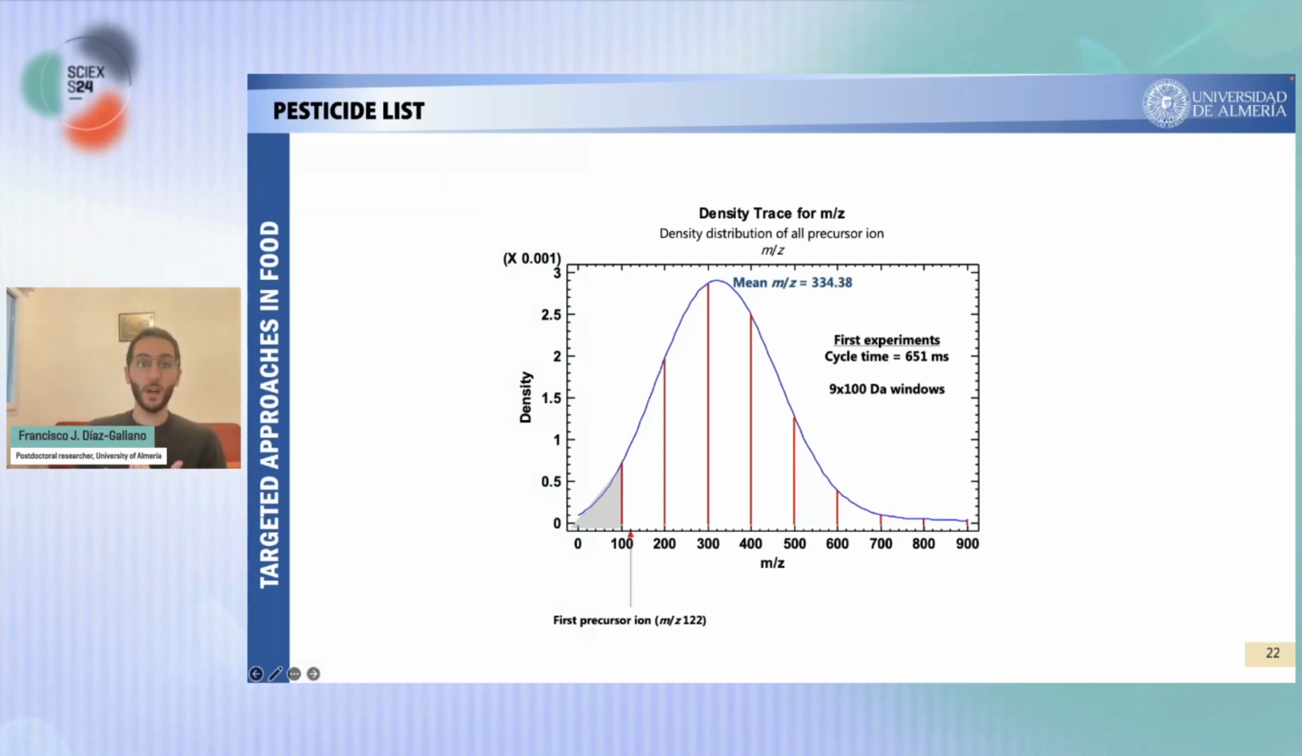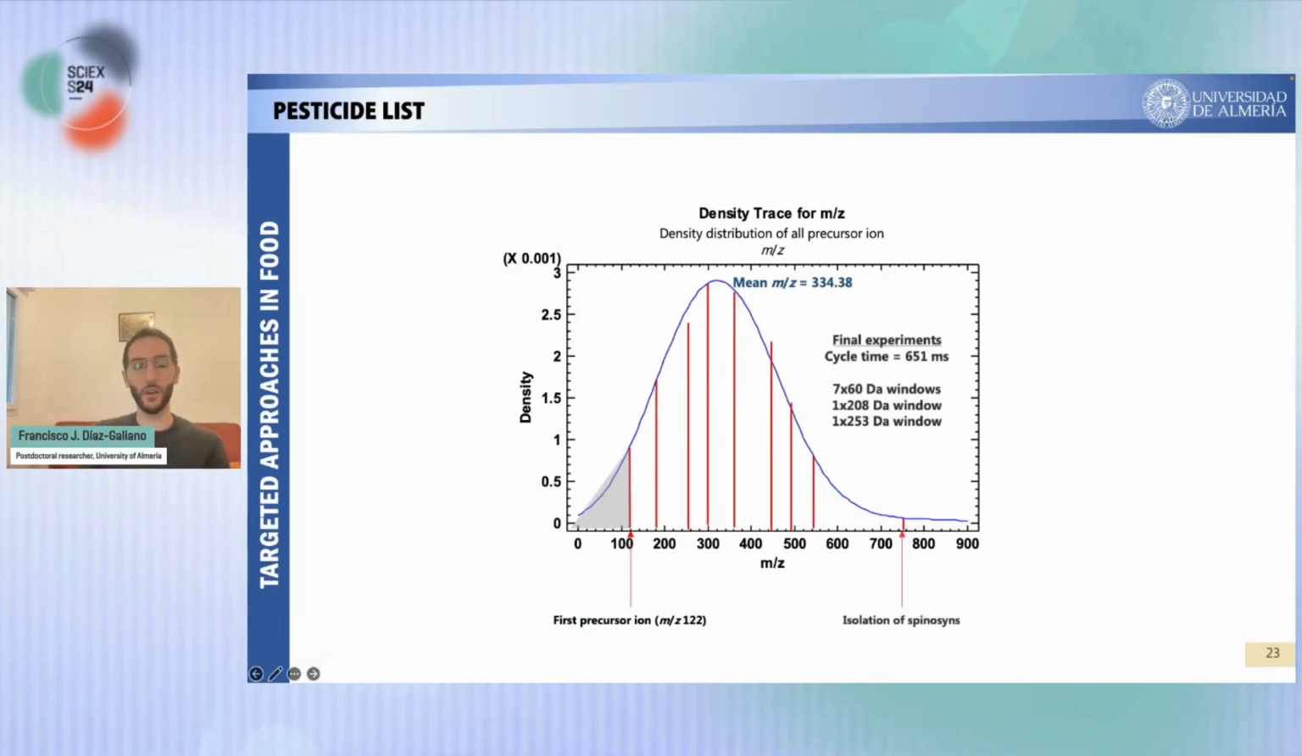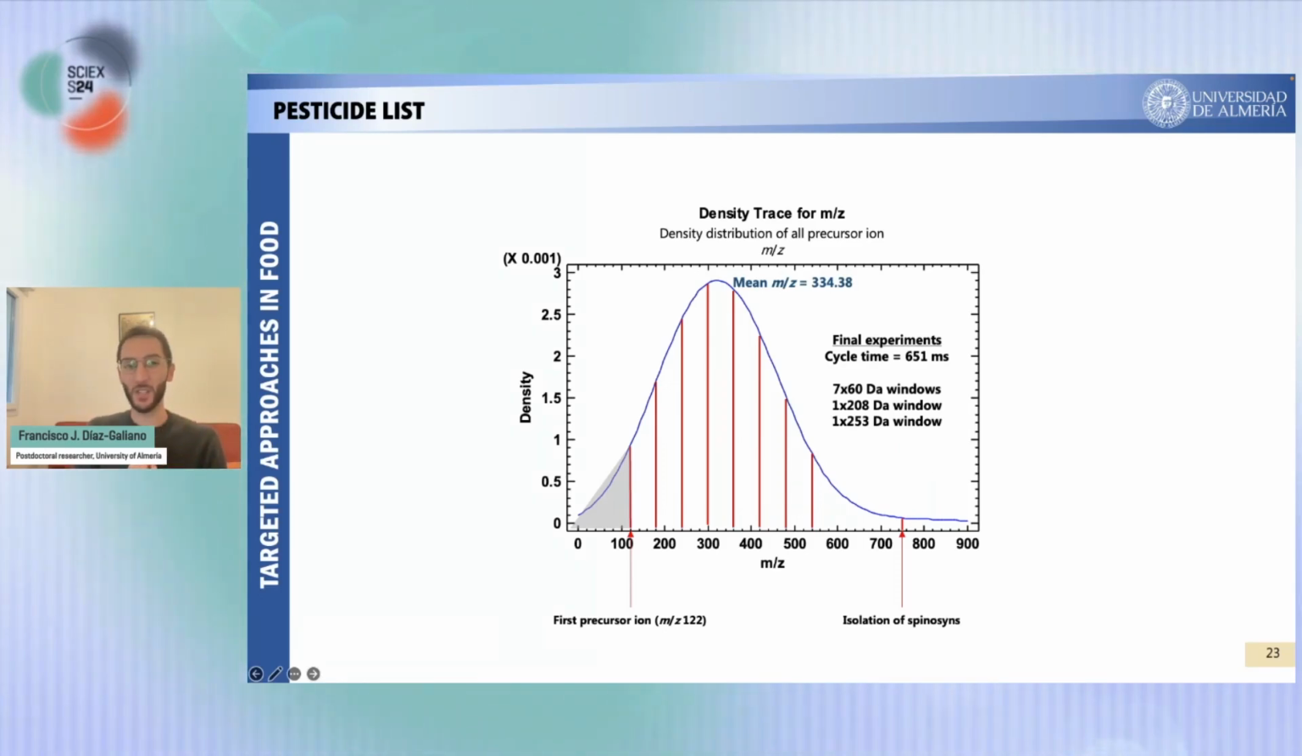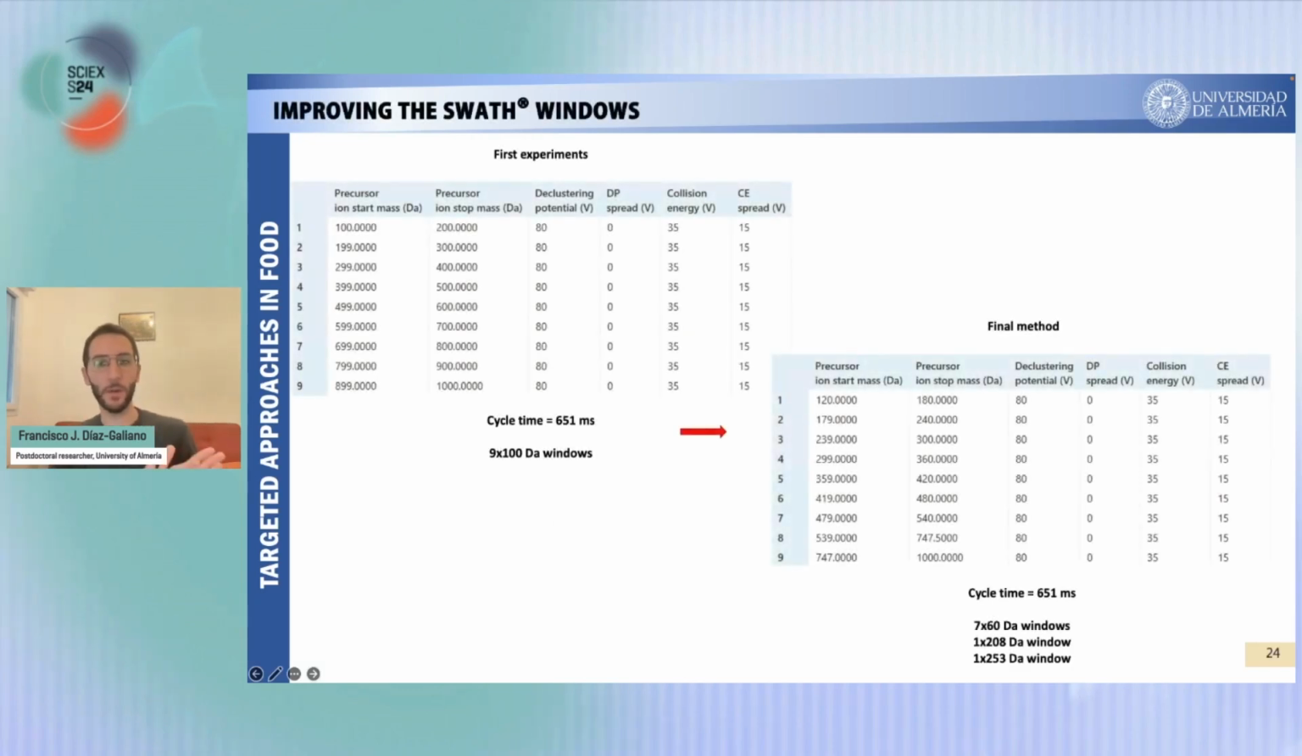This would result in lowering the instrumental LOQs and thus a better method performance. We began, as I mentioned before, with fixed 100 Dalton windows, and then we moved to these variable windows. The total cycle time, which was very good, 650 milliseconds, remained unchanged because what we were doing was just moving and reducing by 40% the width of the SWATH windows where we could find the greatest number of precursor ions. So we moved from the experimental configuration I showed you before on the top left to the new variable SWATH windows shown in the bottom right.